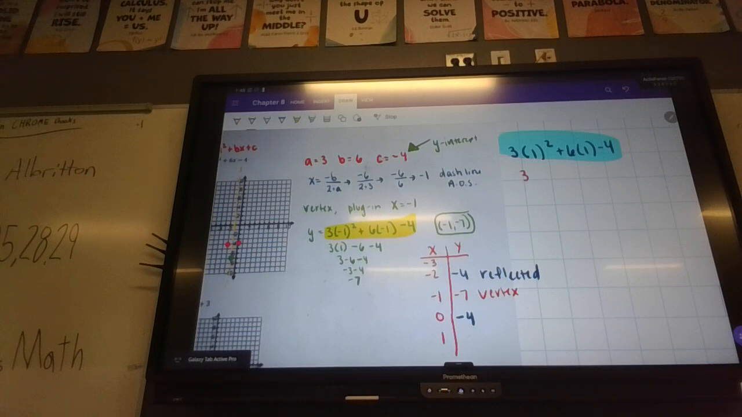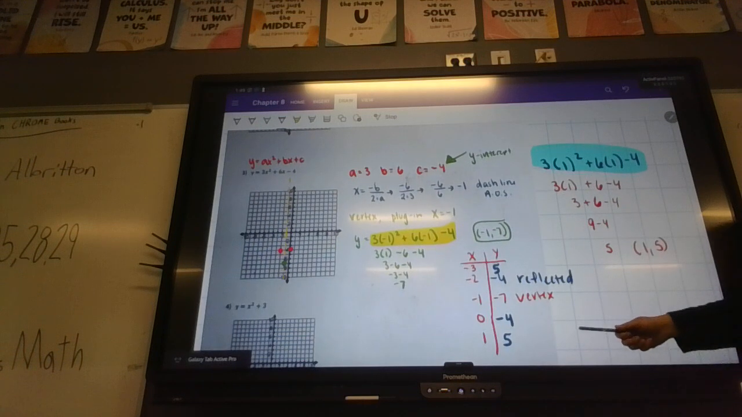So 3 times 1 plus 6 minus 4, 3 plus 6 minus 4. 9 minus 4, 5. There's a point at 1 comma 5. Anybody? Anybody get 5? All right.